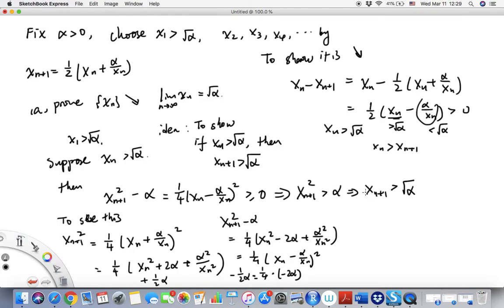Okay, so now what about the limit? So here we showed square root of alpha is a lower bound, but lower bound doesn't mean it's the limit. So think of this example. Here you have a bounded monotone sequence. Okay, so it's decreasing, but its limit may not be the lower bound. So there could be a gap here. So we still have to show square root of alpha is the limit of the sequence. So how do we do that? Well, suppose the limit is lambda.